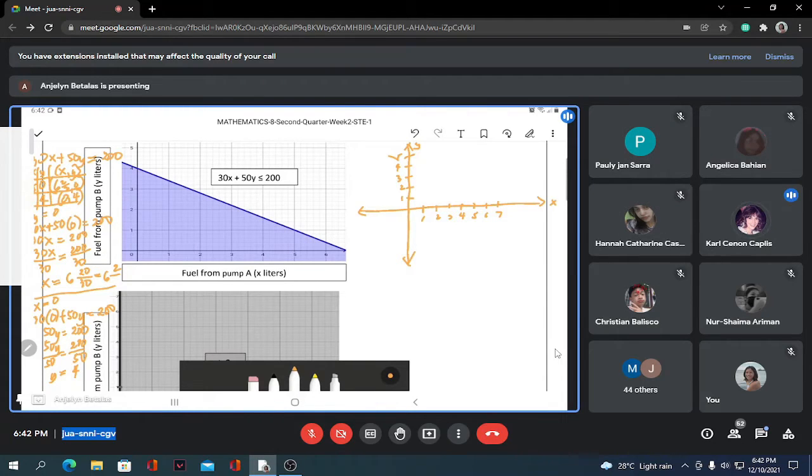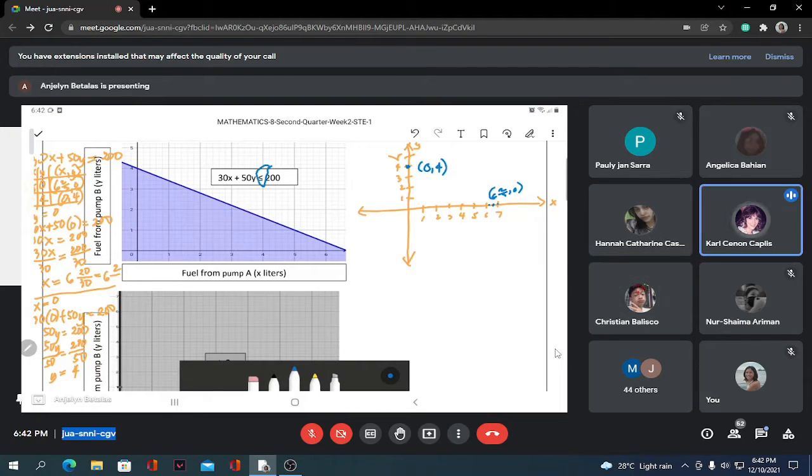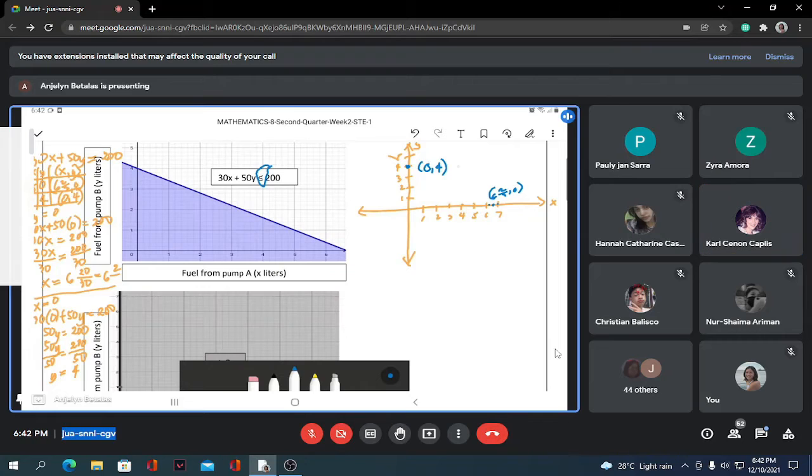So now we graph this. 0, 4, and the other one is 6 and 2/3. So it is the third mark: 1, 2, 3. So 6 and 2/3, 0. So what now, class? Solid or dashed line? That is what is given. Less than or equal to, so solid. Solid. So connect them now.